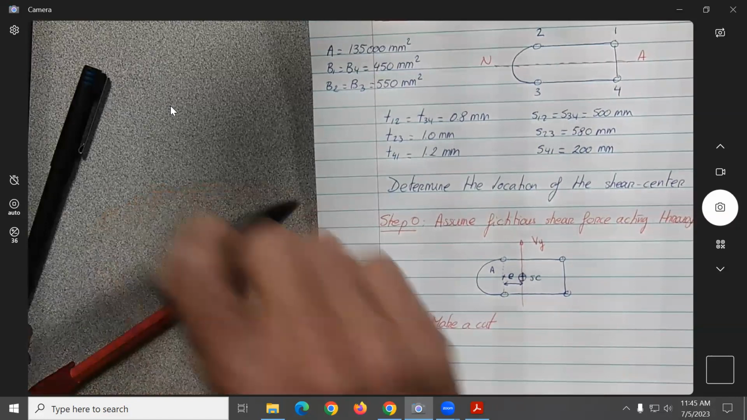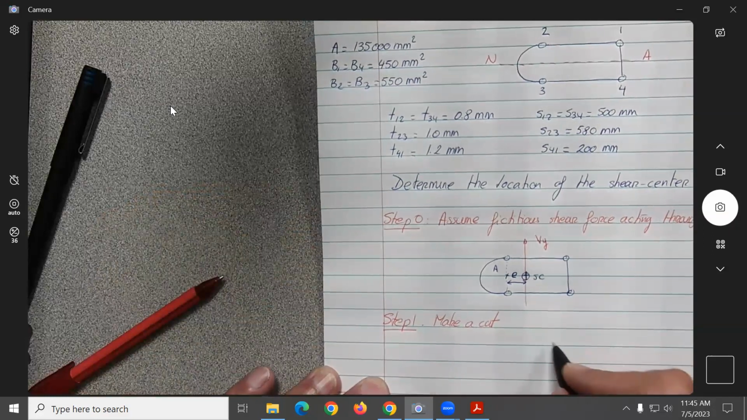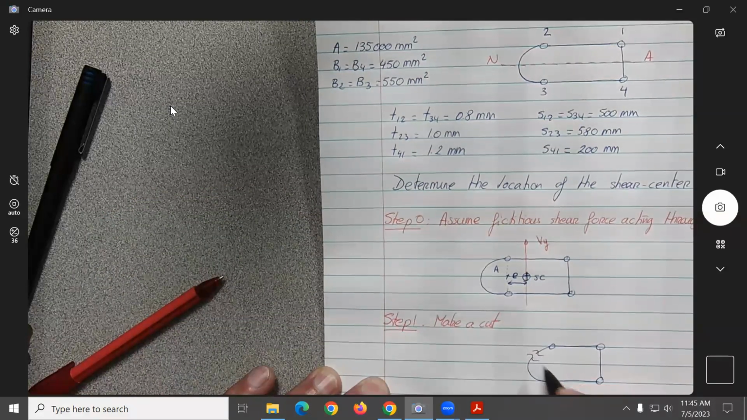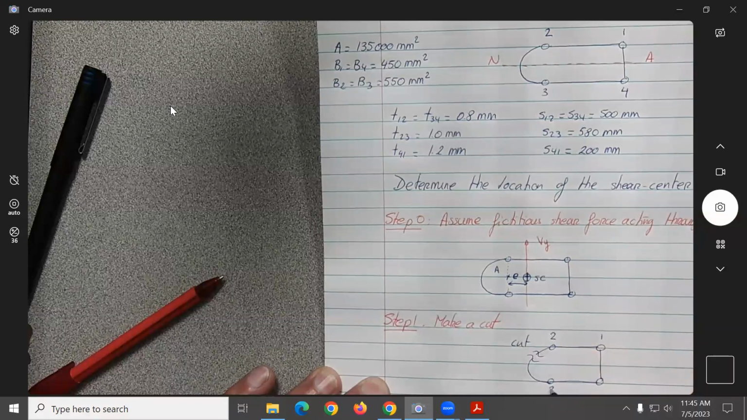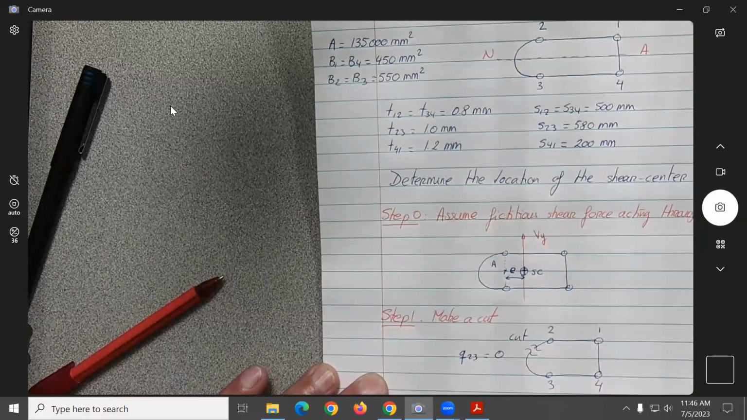Okay? So again, you can do the cut anywhere you want, but in this case, I'm going to do it where it looks the most complicated. So let's say I make my cut between 2 and 3, so that my shear flow between 2 and 3 will be 0.